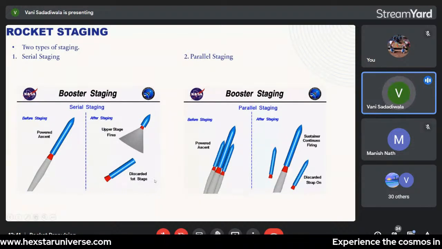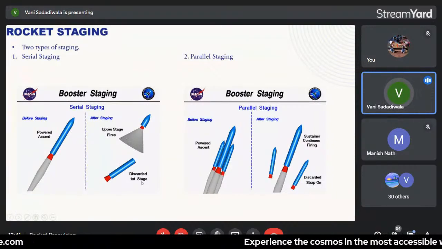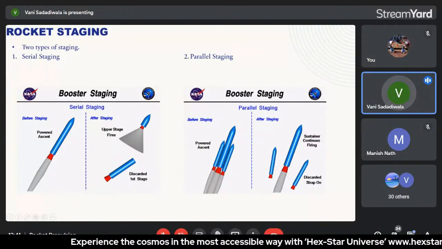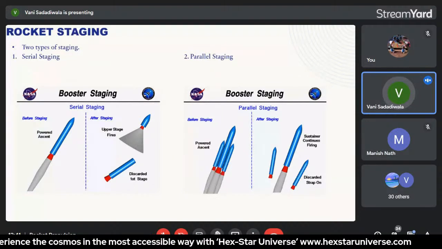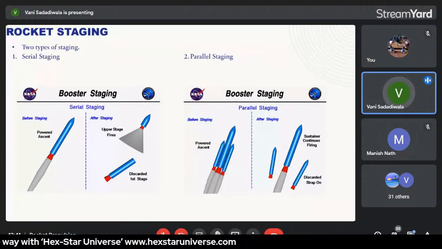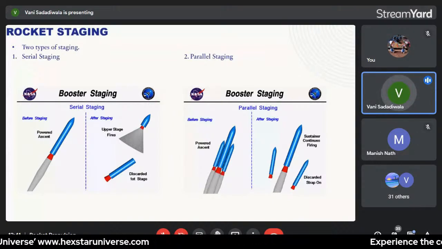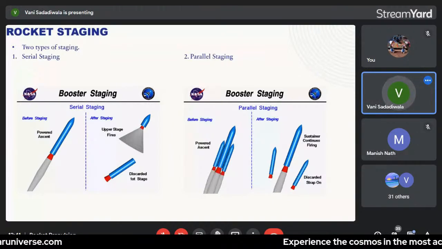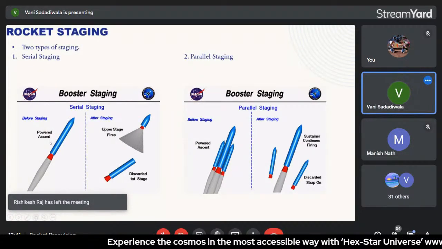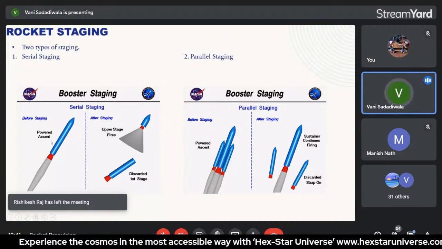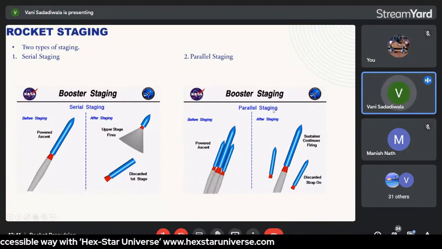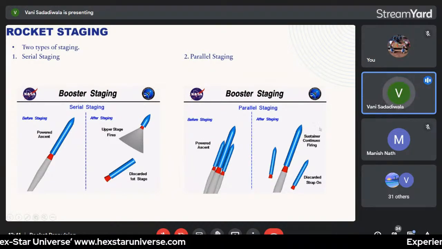So in this kind of condition, the discarded first stage is reused or reinvented using the data obtained after the discard of the first stage, but the upper stage continues to fire in order to complete the mission. And hence, due to the serial positioning of the straps and the sustainers, this can be considered as the serial staging concept. Similarly, if we look at the parallel staging, there are two categories, that is before staging and after staging.